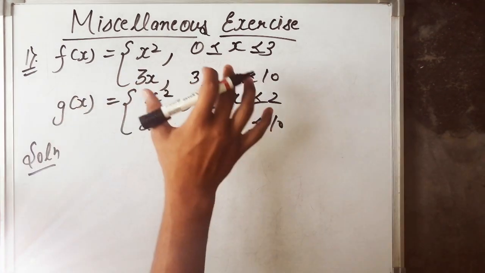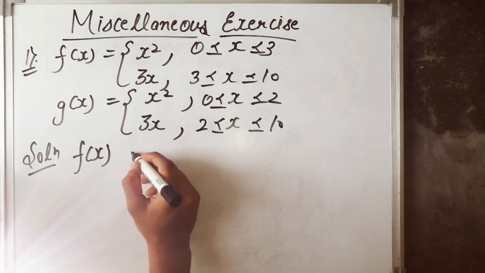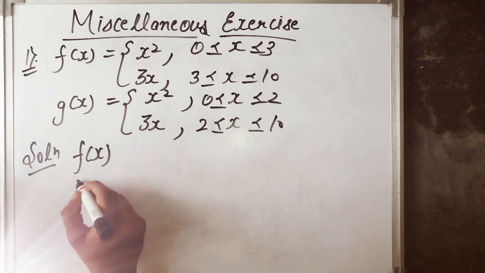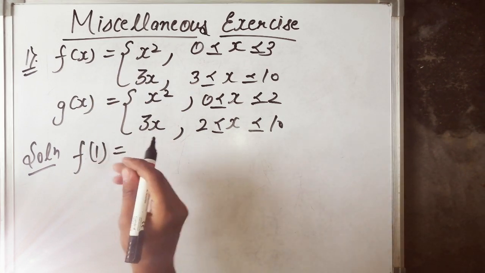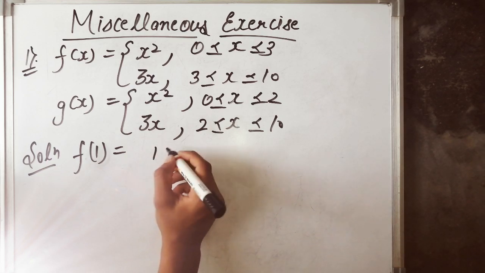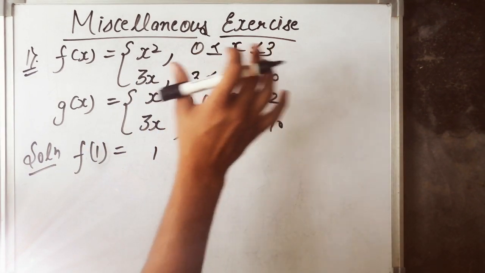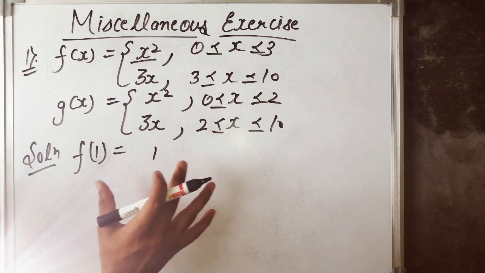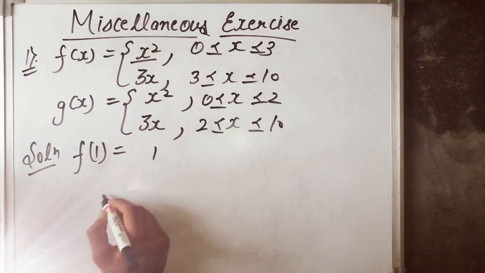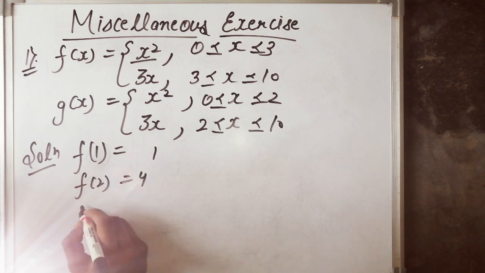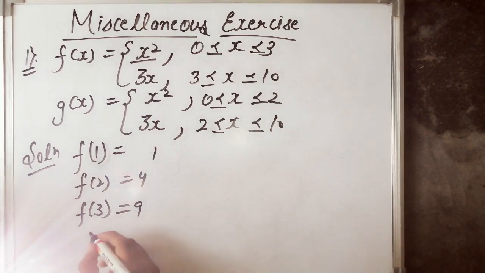Let's take f(x) first. Let's put the value of x equals 1. f of 1 equals 1, because 1 square is 1, and when the numbers are lying from 0 to 3 we will use this function, and when the numbers are lying from 3 to 10 we will use this function. So f of 1 equals 1, f of 2 equals 4, and f of 3 equals 9, and the value goes on rising.